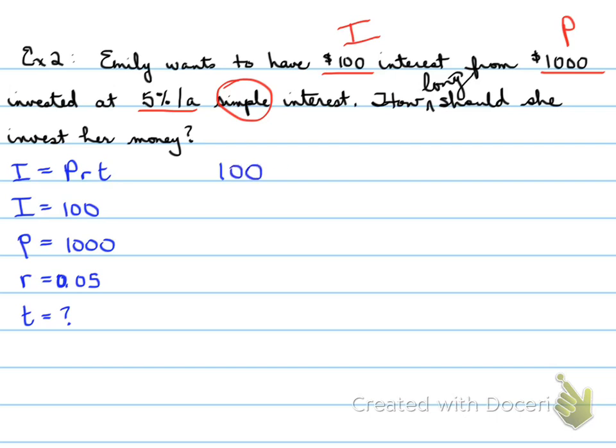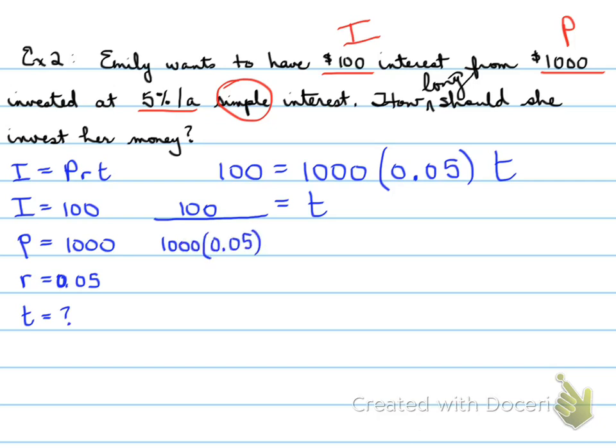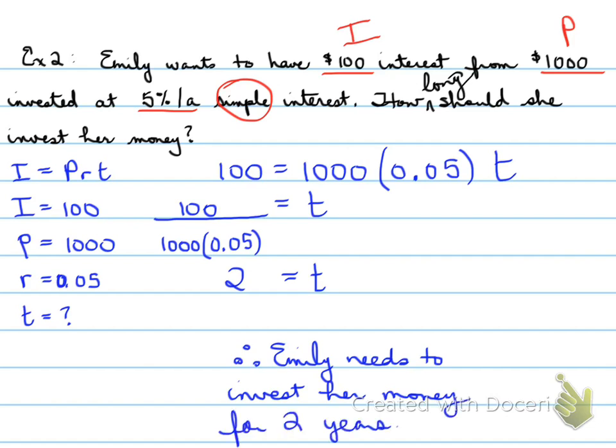Well, let's fill in the formula. I equals PRT means I got 100 equals 1,000 times 0.05 times T. So we need to isolate for T. That is, we keep T on this side, and then we take 100 and divide that by what was next to T on the other side. That is 1,000 times 0.05. So we're going to take 100 and divide it by 1,000 times 0.05. What is our T value? Well, we find out that our T value is 2. What does that mean? Well, that means that Emily has to invest her money for 2 years in order for her to have $100 interest.